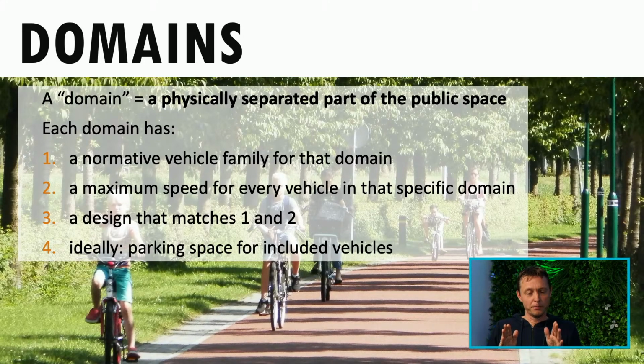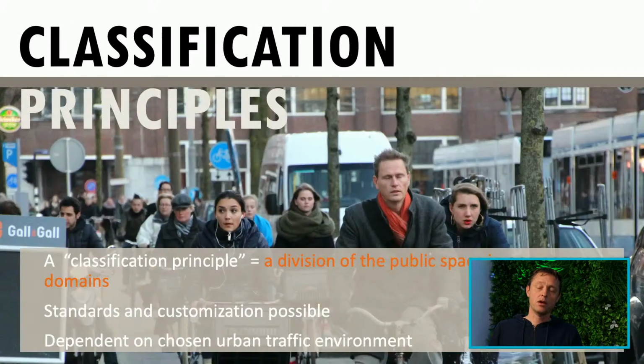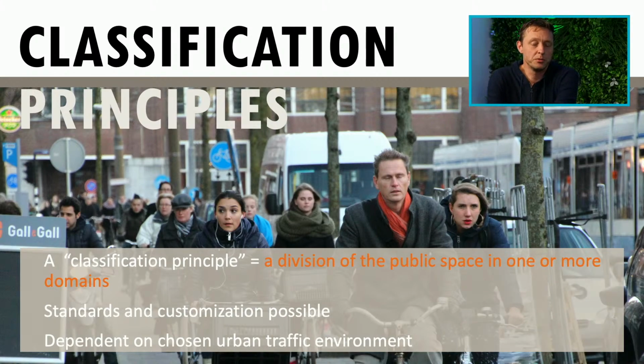But, of course, there's always a normative vehicle family, a normative domain that fits what we set in the traffic environment. But there may be other domains which may be slower for other vehicles, and more strict rules will apply there. And maybe it's best to show it by the second concept, on a local level. That's a classification principle, an existing one, or maybe we can make some custom principles as well. It's a division of a street, of a section, into 1, 2, 3, or maybe 4 domains put together, and we show some examples later.